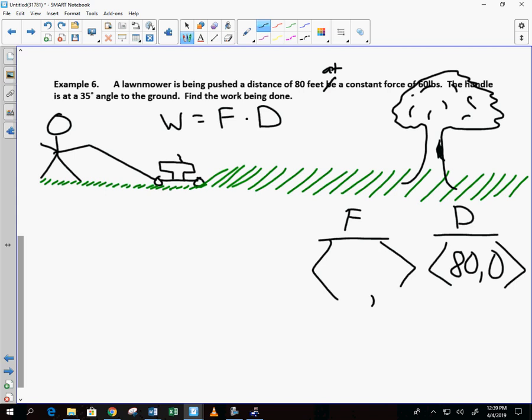Well, now I got to come up with the force vector, and I know that there are 60 pounds of force being applied to the handle, and I know that we have a 35-degree angle right here. Can somebody see a triangle that would be formed? All right. If your drawing is not accurate, please erase and start over. Very nice lawnmower, Ishika. You should major in drawing lawnmowers.